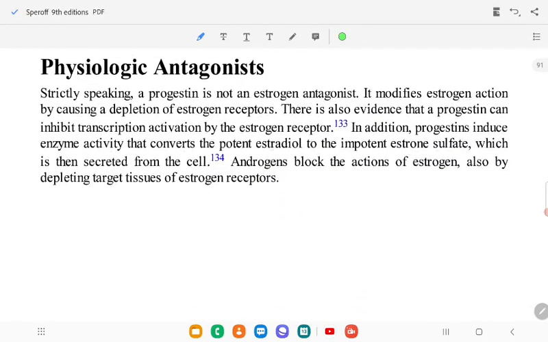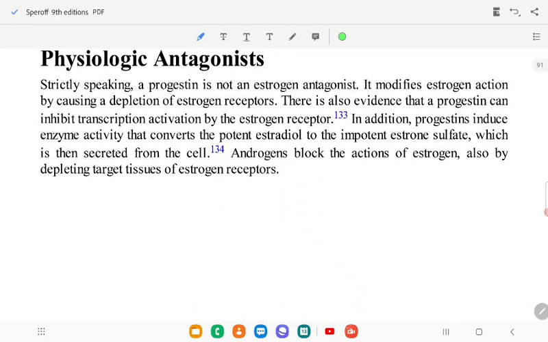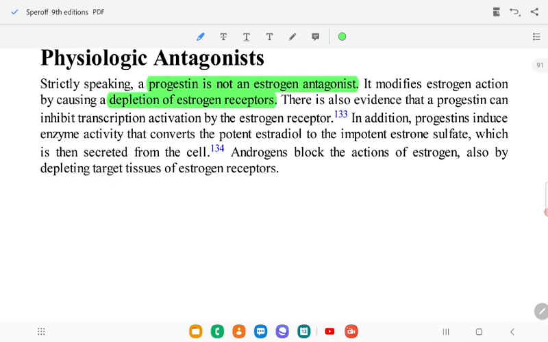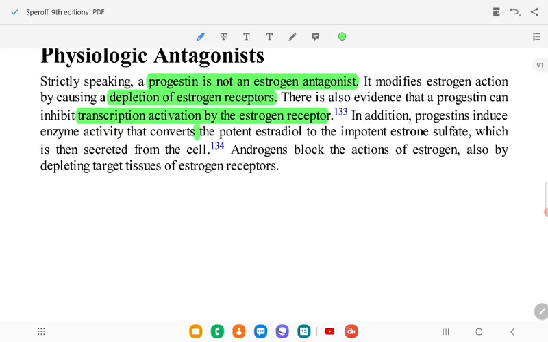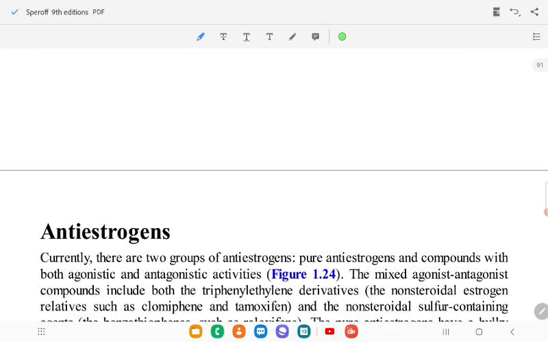The physiological antagonist: strictly speaking, progesterone is not an estrogenic antagonist. It modifies estrogen action by causing depletion of the estrogen receptor. There is also evidence that progesterone can inhibit transcription activation of the estrogen receptor. In addition, progesterone induces enzymatic activity that converts the potent estradiol to estrogen sulfate, which is then secreted from the cells. Androgen also blocks the action of estrogen through the target tissue estrogen receptor.